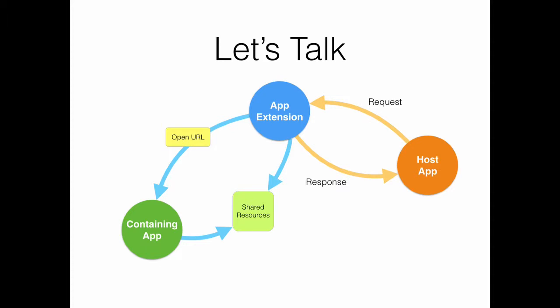So in your URL to your containing app, you're going to include additional data along the query string. So the Today widget is the only one that is able to launch the containing app. Other than that, the app extension and the containing app, other than being able to share file storage, they really have no interaction with one another.